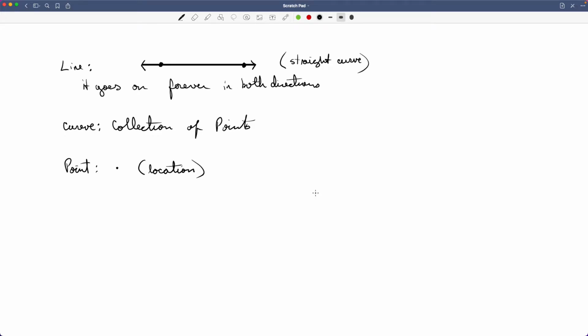Now, there are other types of lines. We have what's called a ray, and a ray is a line that has a definite beginning, but then goes off indefinitely in the other direction. So it has a start, no finish. All right, and then we have something called a line segment.